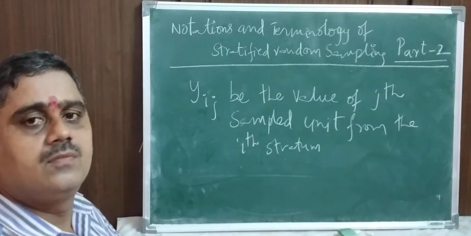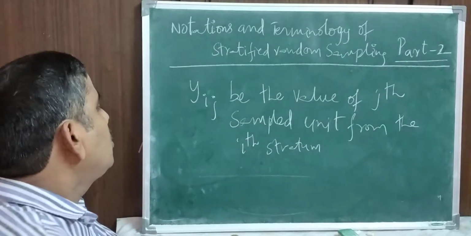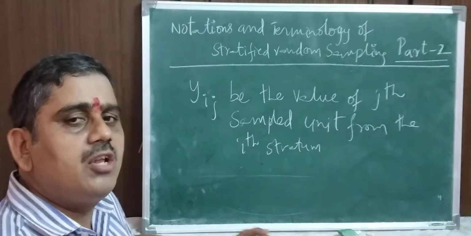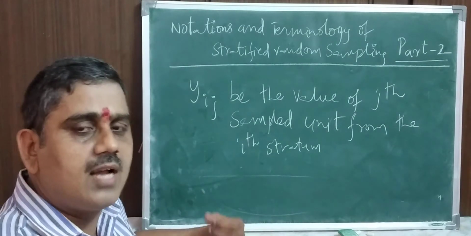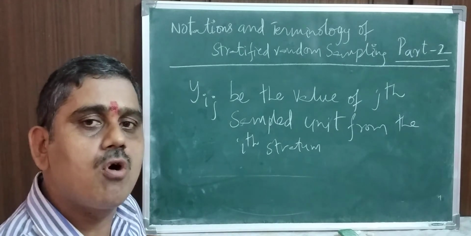yij, right? So therefore yij is the value of the jth sample unit which is drawn, which is selected from the ith stratum by using the SRSWOR technique.